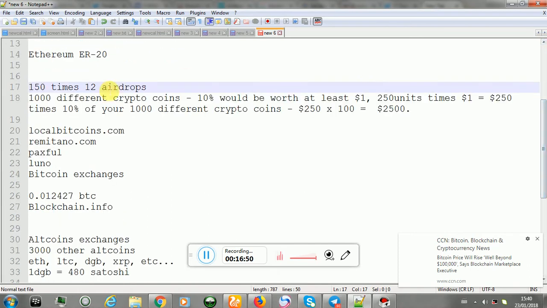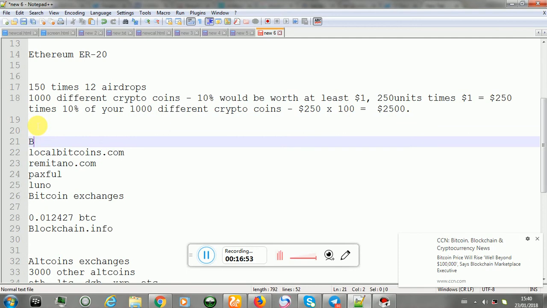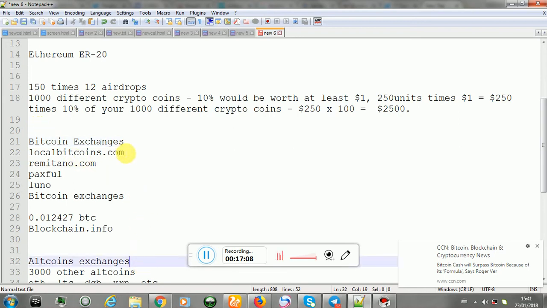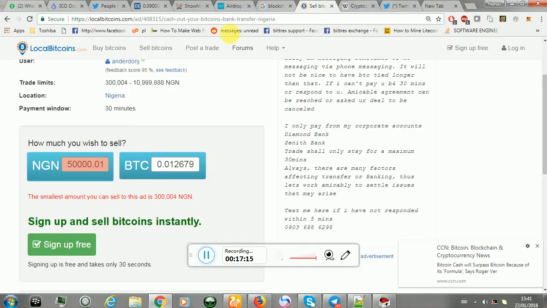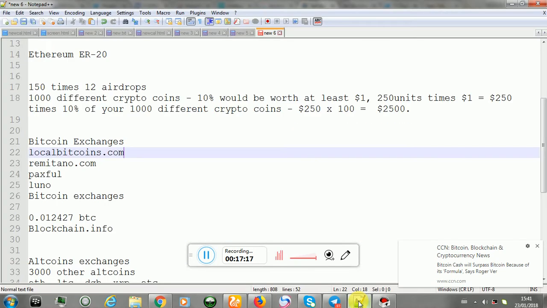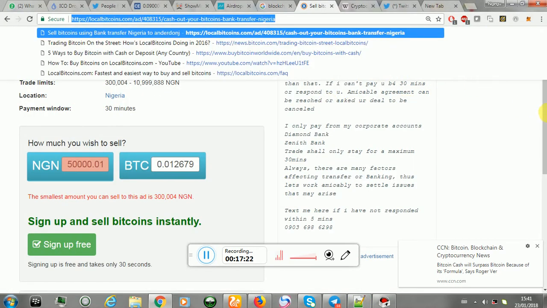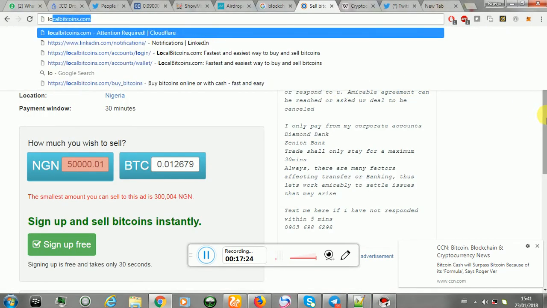We have what is called the Bitcoin exchanges, and then we have the altcoin exchanges. Now the Bitcoin exchanges are more like your first entry into the cryptocurrency community. An example is LocalBitcoins. You can see the example here, localbitcoins.com. So let's go to the browser and visit LocalBitcoins.